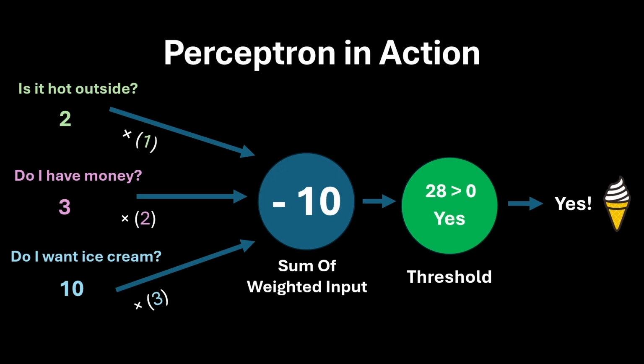Anything above 0 means yes, and anything below means no. Each input gets multiplied by its weights, added together, plus the bias, and if the total passes the threshold, we get the output. In this case, we get 2 times 1 plus 3 times 2 plus 10 times 3, which is 38, and then subtract the 10 to get 28, and yes, 28 is greater than 0, so we get yes as our output.